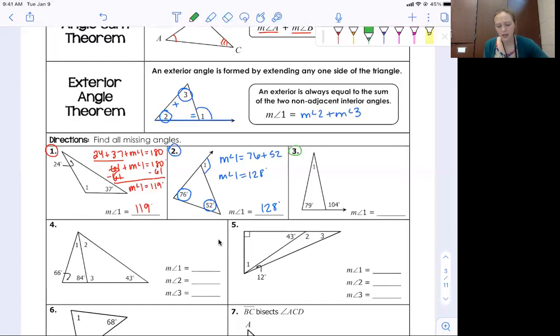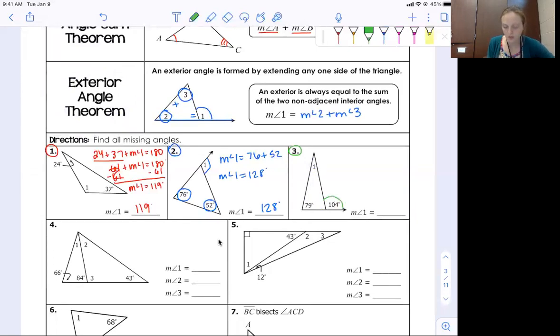On number 3, it's also an exterior angle problem. The reason I know that is because if you look at the inside of the triangle here, I only know this angle and this angle. I don't know this third inside angle. I could find it by subtracting from 180 right here, but this exterior angle theorem allows me to get the angle I need over here pretty quickly by using that. So I'm going to show you how to do that here.